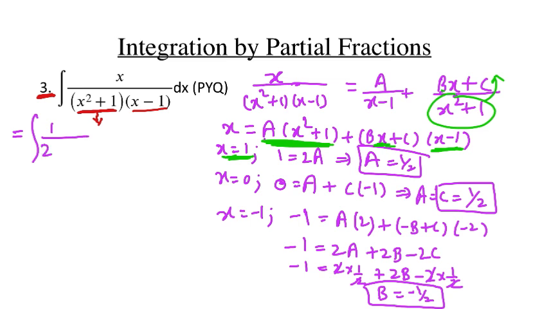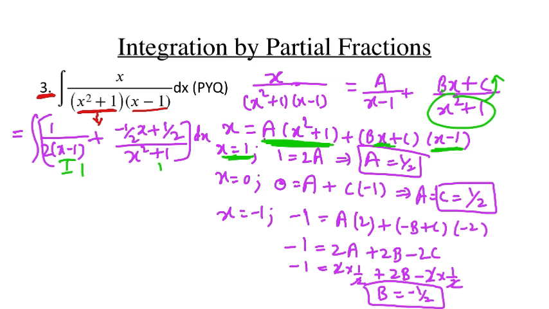So you have a 1 by 2 into x minus 1 over here, plus you have a bx, which is minus half x, plus c, which was a half, upon x square plus 1. Clearly the integral has been split into two parts. First part we will call as I1, and the second part we call as I2. In the first part, it is quite integrable already, so we will integrate it. We'll write 1 upon 2, and integral of this term is log of mod of x minus 1.